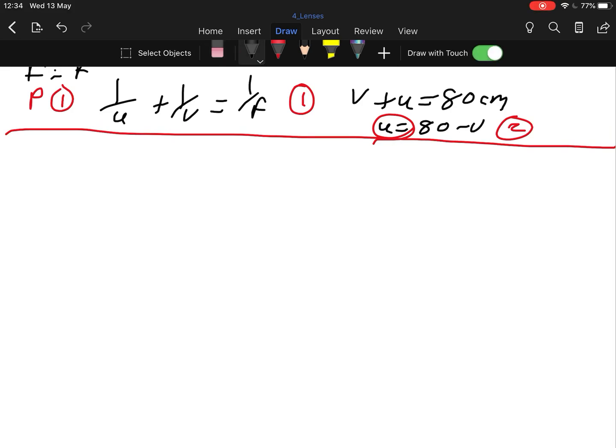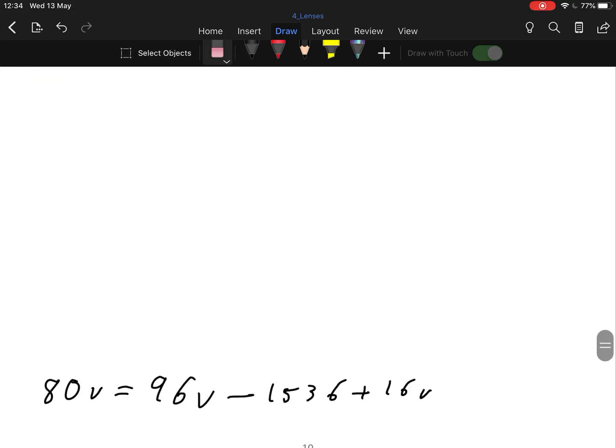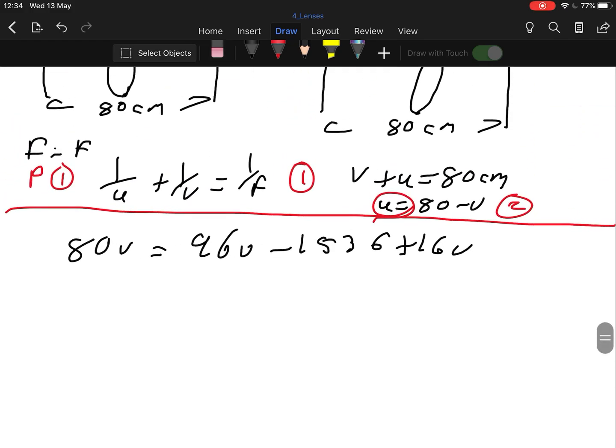All right. So I left off at, I'm going to rewrite that out now. So 80v is equal to 96v minus 1536 plus 16v. Okay. So I'm going to bring all my v's to one side. So I'm going to rub this out here now because I don't need that anymore. All right, so I'm going to bring all my v's to one side and I'm going to leave my number on the other. So 96 is going to come over and 16.